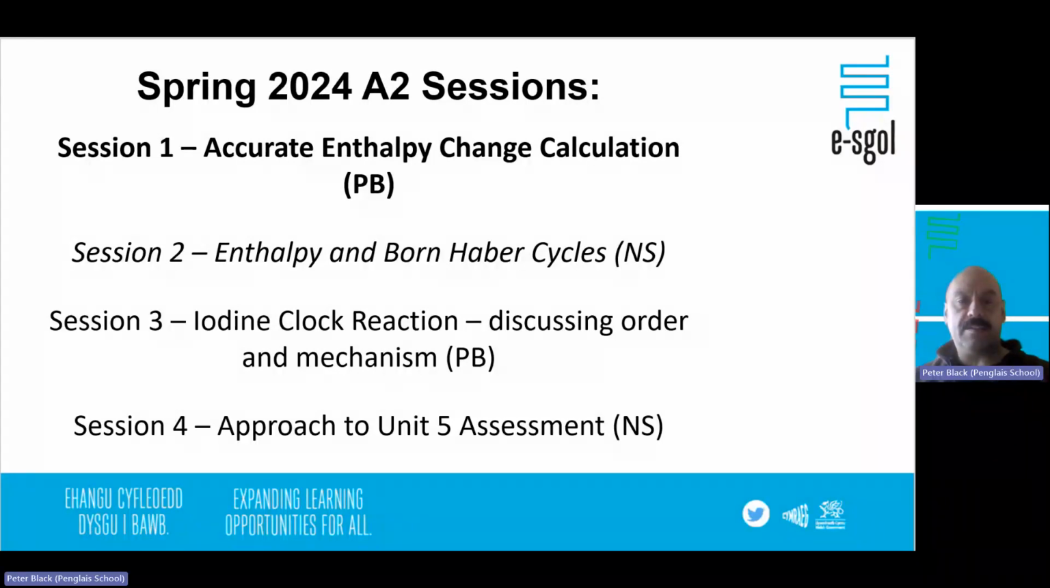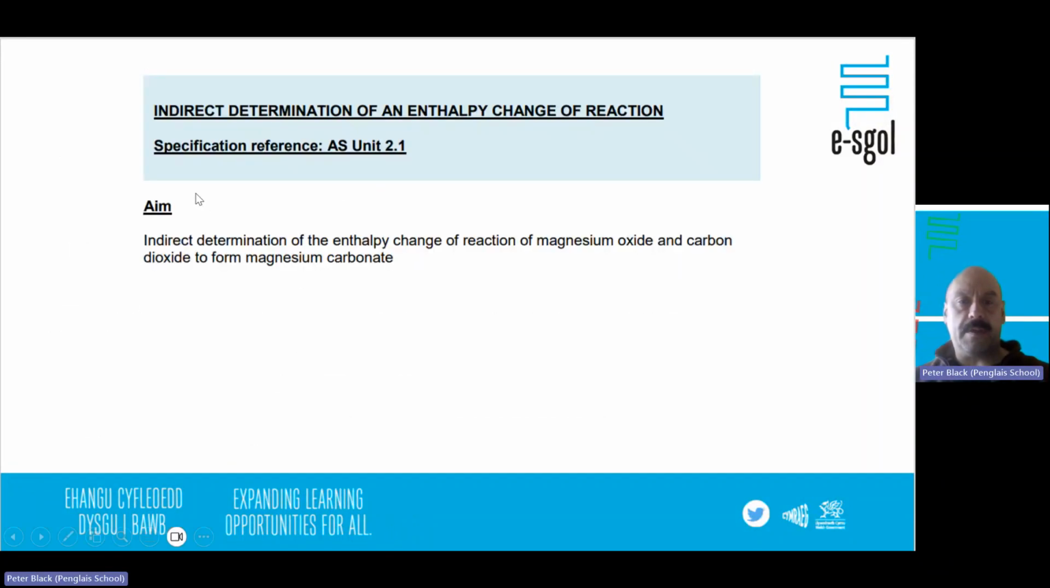So this is actually, although a year 13 session, a practical from year 12, as you can see, it's from the AS unit. However, you have to remember that your examinations this year will have a practical examination, and you will be expected to recall practicals from year 12. So let's get into this practical then.